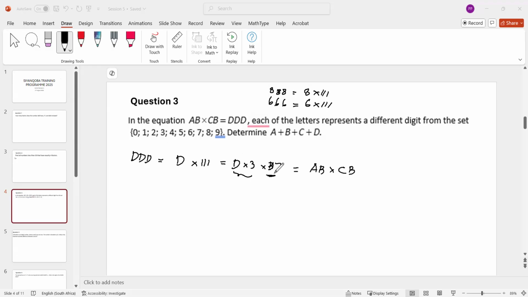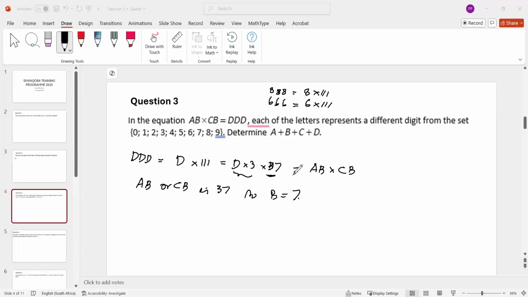So 37 is one of these. So therefore, AB or CB is 37, which is very nice, because then we know that because B occurs twice, B must be 7, right? Because both of them end in B, and 37 ends in 7. So B must be 7.